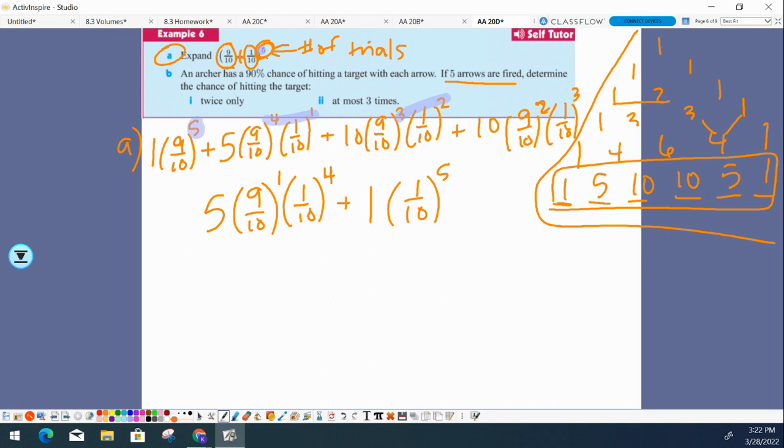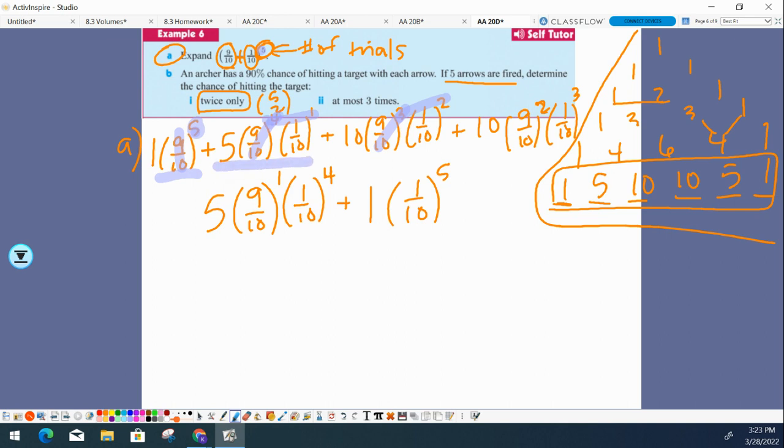Determine the chance of hitting this exactly twice. So what that means, that's the 5 choose 2. So out of all of these, which one hits it twice? So think about this. This is hitting it all 5 times correctly. This is hitting it 4 times. This is hitting it 3 times. And even more than that, think about this is hitting it 5 times and not missing it once.